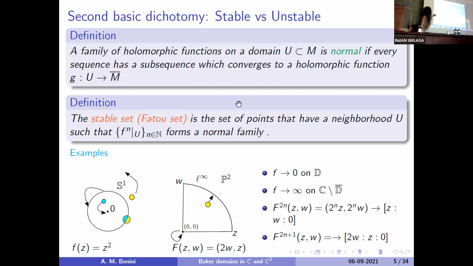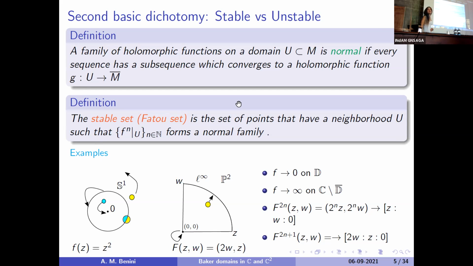So in this case, I have two distinct limit functions, one for the even iterate and one for the odd iterate. What is the main thing that I want to point out with this example? Everybody is escaping. Everybody except the origin is in the Fatou set. But you have two distinct limit functions, both of which squeeze the entire space onto the complex line at infinity.